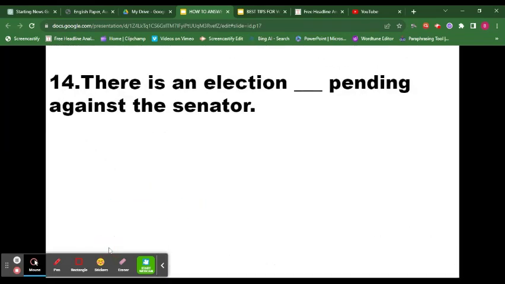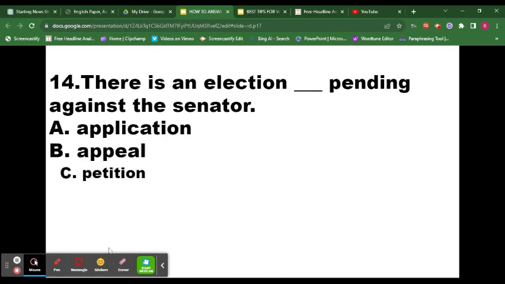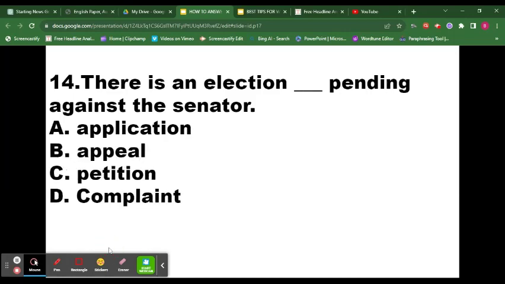Question 14. There is an election dash pending against the senator. A, application. B, appeal. C, petition. D, complaint. Of course, an election petition. Petition is the appropriate word. So the correct answer is C, petition.